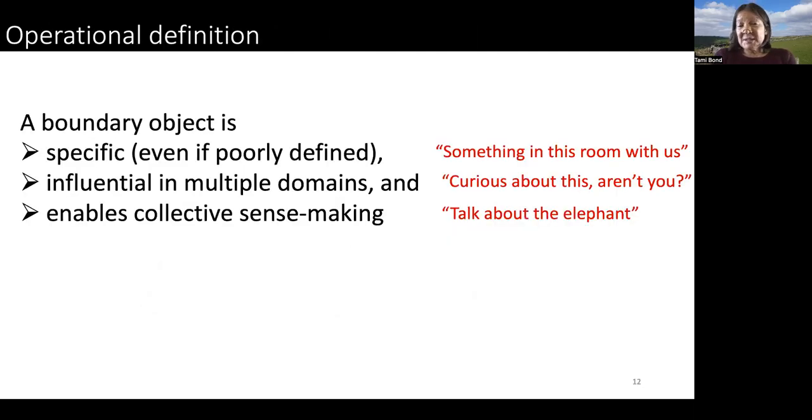So a boundary object is specific, and you might start with, there is something in this room with us. I don't know what it is, but I sense it. A boundary object is influential in multiple domains. So everybody wants to know what they've got a hold of in the case of the elephant. And it enables collective sense making. Let's talk about this elephant, or you may not know it's an elephant. Let's talk about this object. How could it be constructed so that it has all these properties?